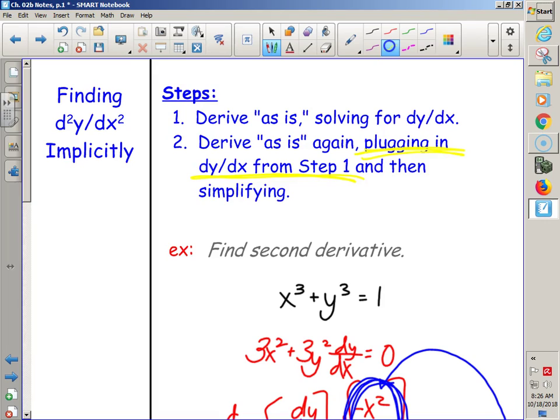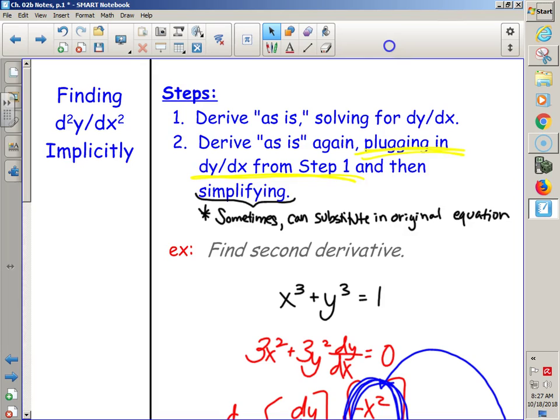And simplifying can take two forms. Simplifying can be good old-fashioned algebraic factoring, simplifying, combining like terms, bless you. And/or, quick little hint: sometimes, just for simplifying, there's more than algebra at play. Sometimes you can substitute in the original equation. Which, the last example, when I did that, it didn't really make it simpler. So it's like, well, what was the point?